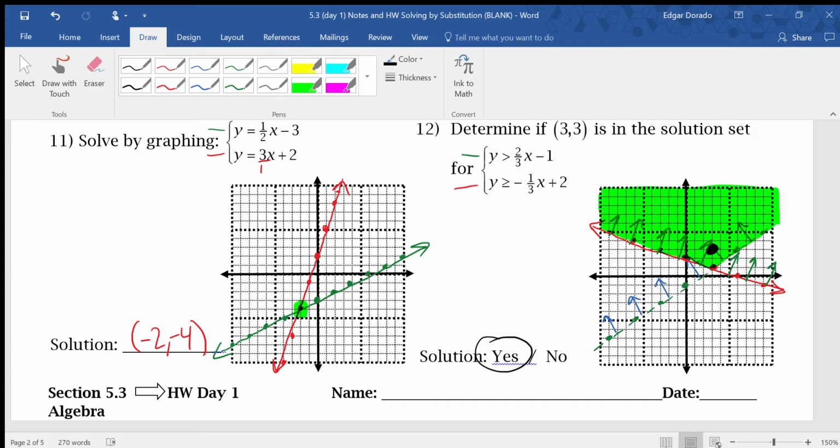Alright guys, I think I'm going to stop the video there. Hopefully you guys are gaining a little bit more of an understanding of this unit on systems. And on the next lesson, we're going to be learning a little bit about a new process which is called elimination.